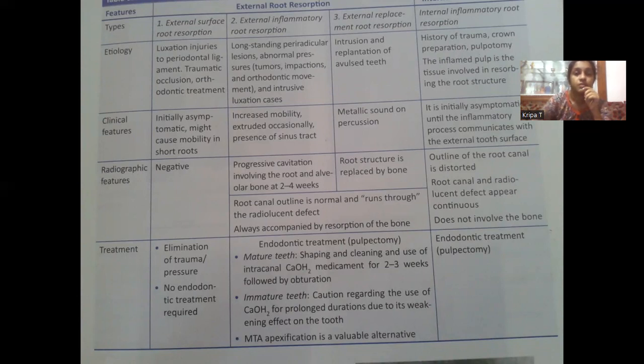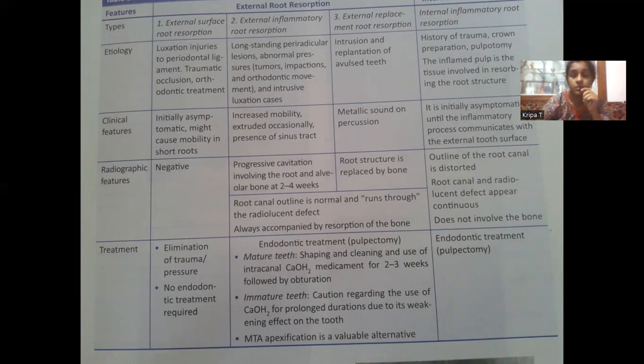Etiology of surface resorption is semi-luxative injuries to the PDL, some excess orthodontic force, or any trauma. Usually they are asymptomatic unless there is mobility, or the tooth is very short. Radiographically, you can see practically nothing. Treatment usually is eliminating the trauma or the pressure, and usually there is no other treatment needed.